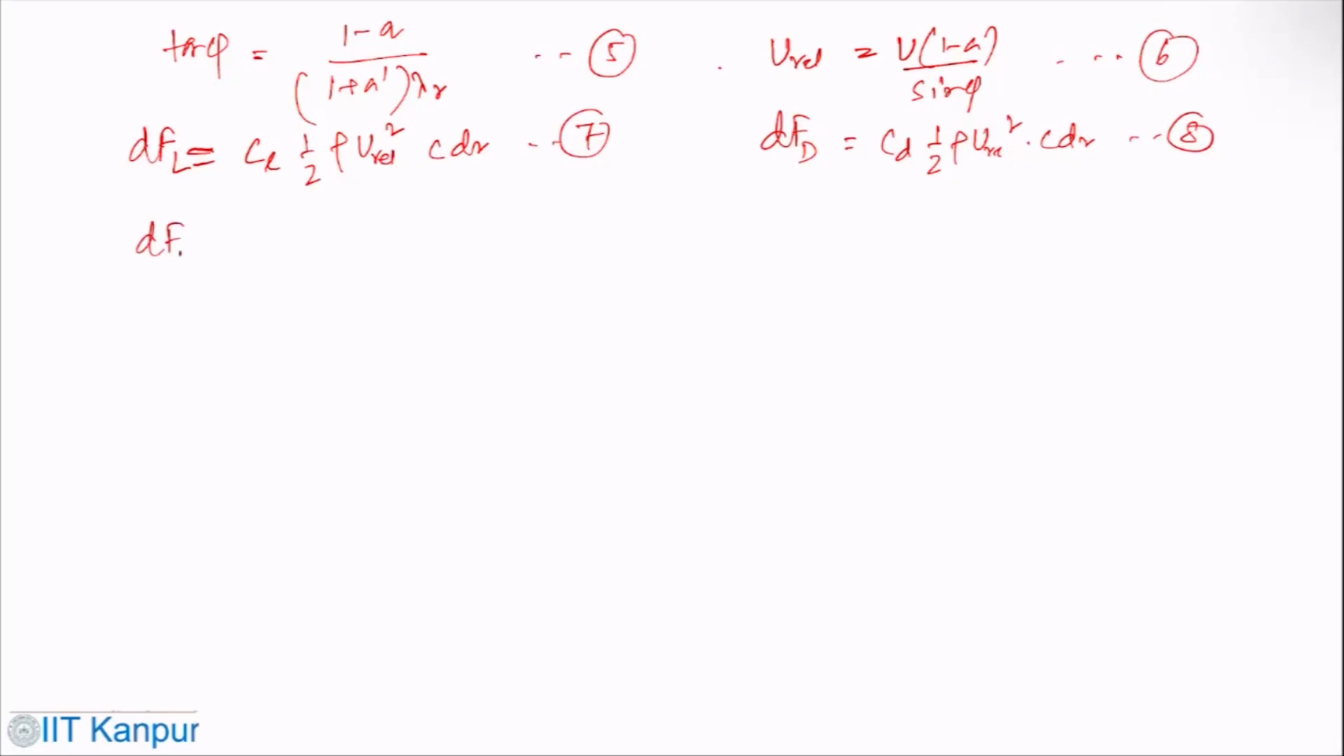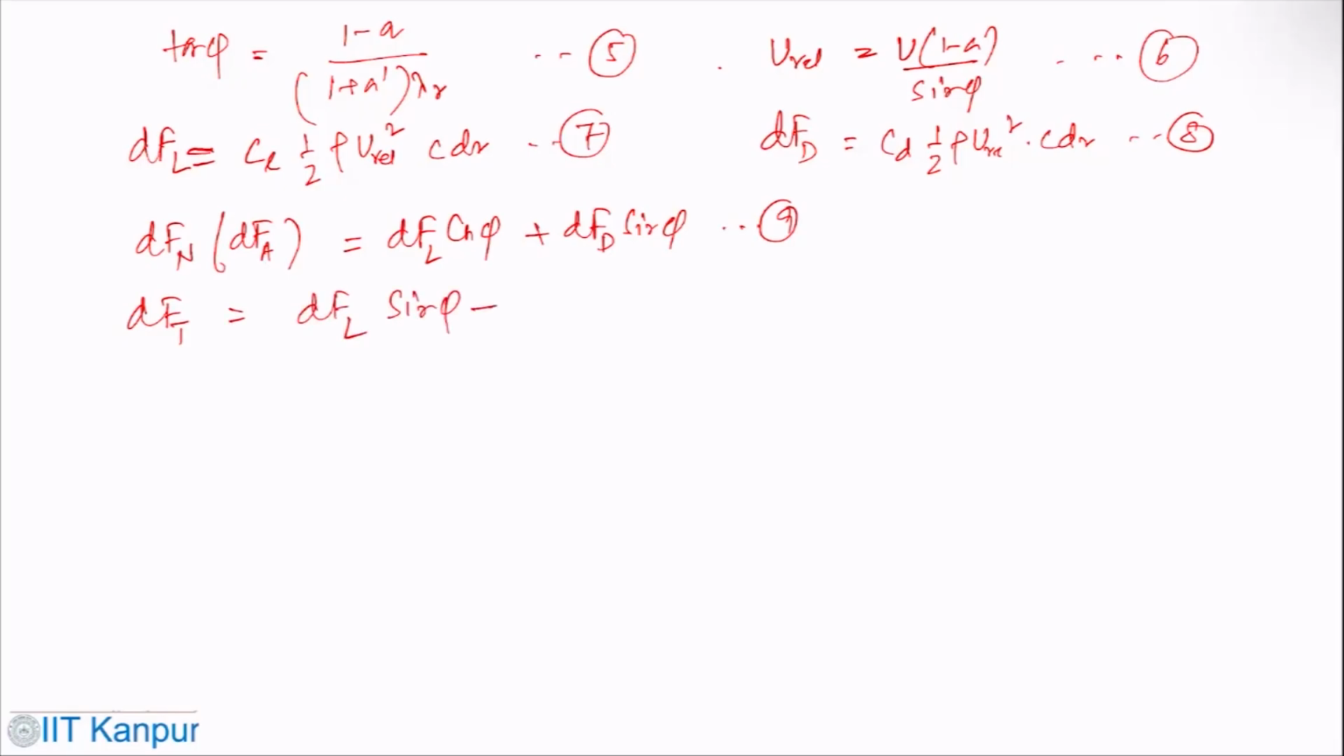Then you have the normal force, which is essentially dF_A, the axial force, dF_L cos phi plus dF_D sine phi, and you have dF_T, which is dF_L sine phi minus dF_D cos phi. So that's what we have already done.